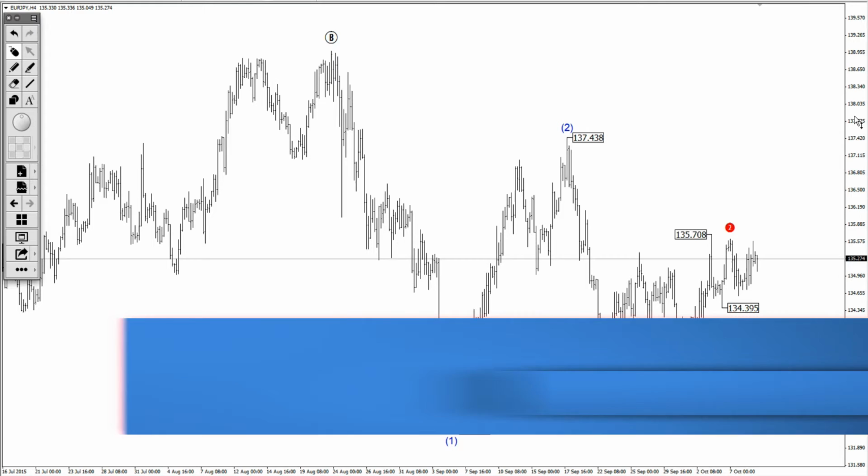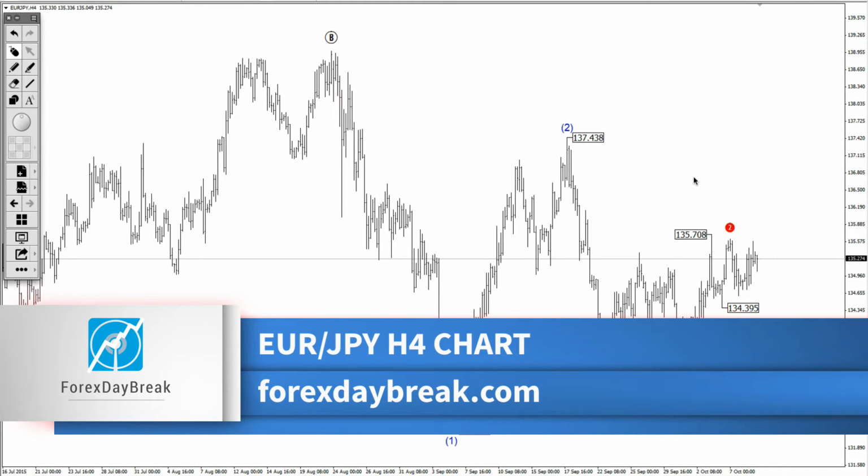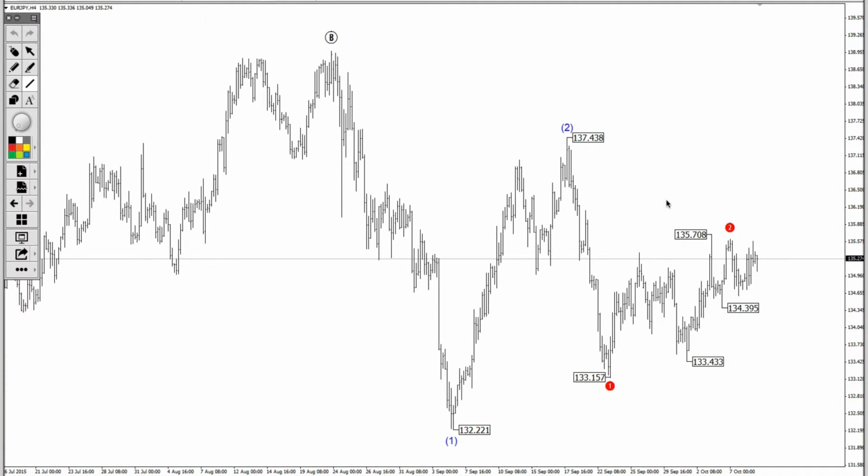Euro yen next, and euro yen doesn't seem to want to decline, and this is also supporting the view that there is going to be euro strength. We can expect more upside here as well. The larger trend here might be down, but we have not resumed it yet in my opinion.